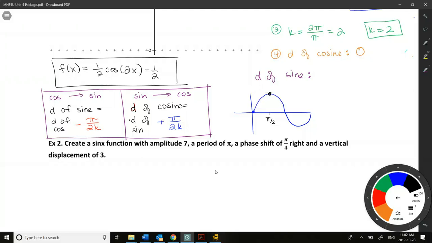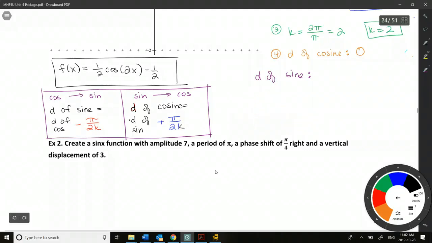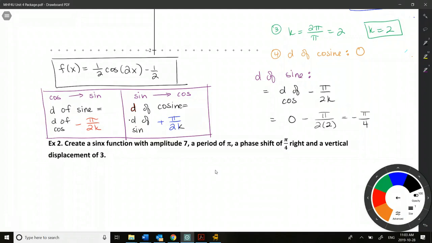Okay, so here I can find the d value of sine by taking my existing shift of cosine, which is actually 0. It will be d of cosine minus pi over 2k. d of cosine is 0 here. What's our k value? It's 2. So I'm going to do minus pi over 2 times 2, because our k value is 2 above here. And I will get negative pi over 4. Is negative pi over 4 a left shift or a right shift? Yeah, so it's pi over 4 to the left.